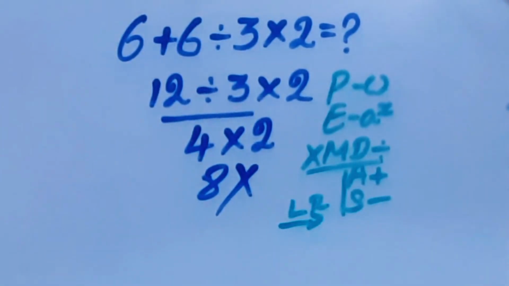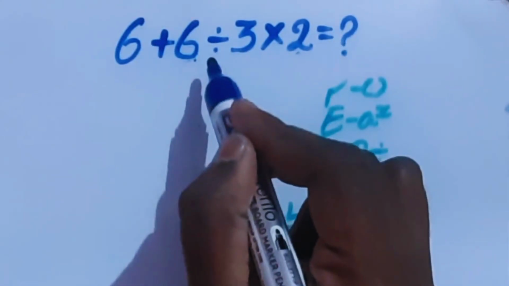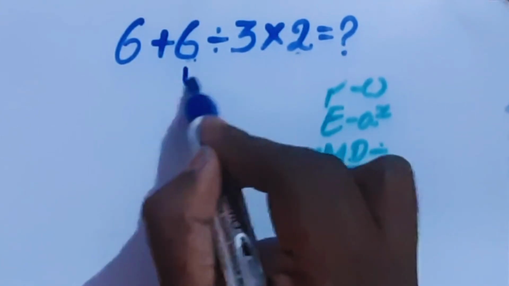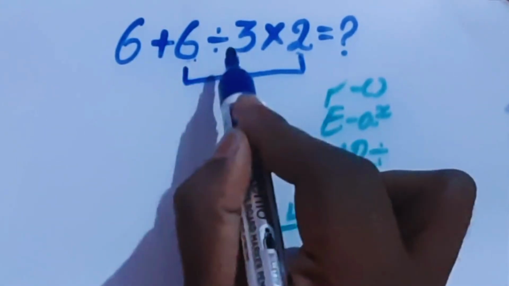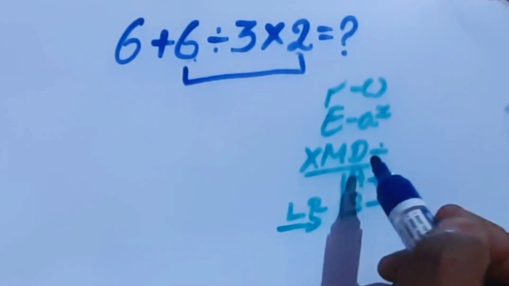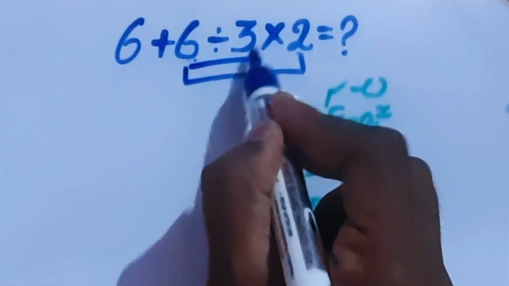Now we are going to solve this problem in the correct way by using this order of operations PEMDAS. Here, as per the order of operations, we have to do this division and multiplication before this addition. Division and multiplication are equal priority. For this, we are going to follow the left to right rule. Left to right is this one.